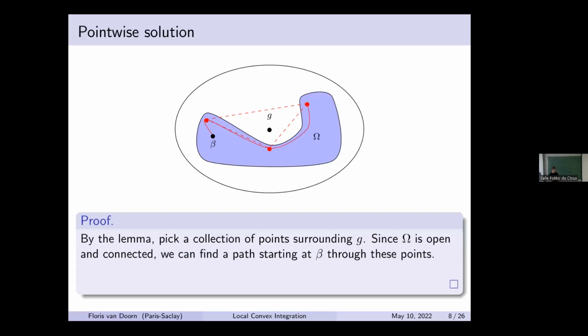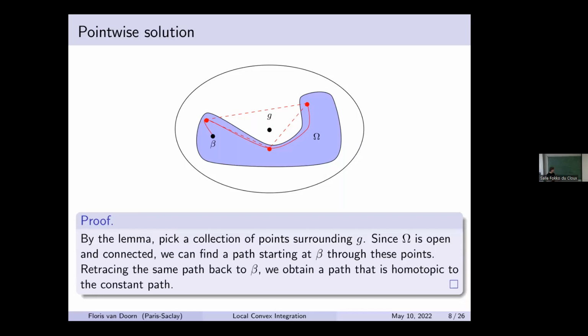I don't need a path, I need a loop. So I need to cycle back from the last point to the first point, but I have to make sure that my loop is null homotopic. So I'm going to just cycle back exactly the way I came from. So I'm going to retrace the path back to beta, and then we obtain a path and a loop. We obtain a path which is null homotopic. Like we can clearly shrink this to the constant loop. Oh, I'm writing path. We obtain a loop that is homotopic to the constant loop.